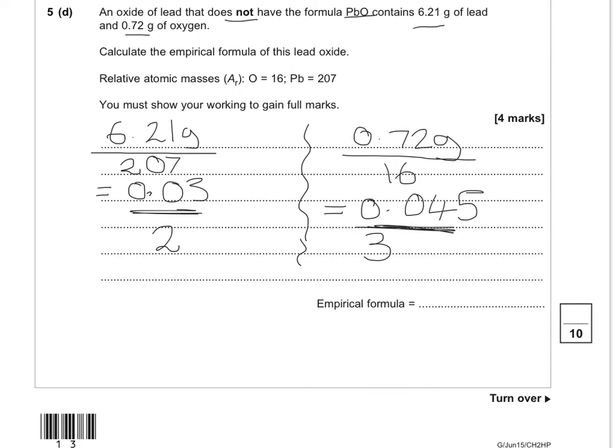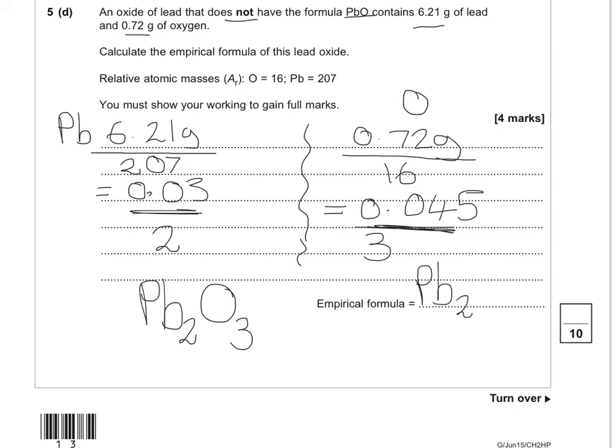Okay, so for every 2 of those, there are 3 of those. And because this one is lead, it means that I have 2 lead atoms. And because this one is oxygen, it means that I've got 3 oxygen atoms. So the empirical formula for this oxide of lead is Pb2O3.